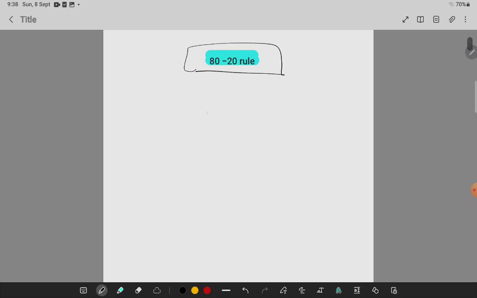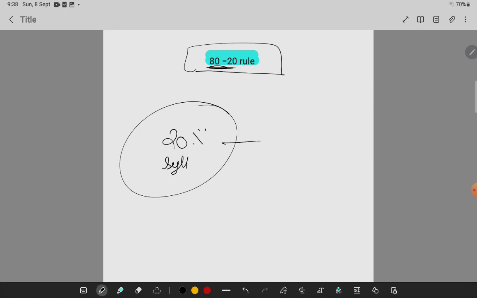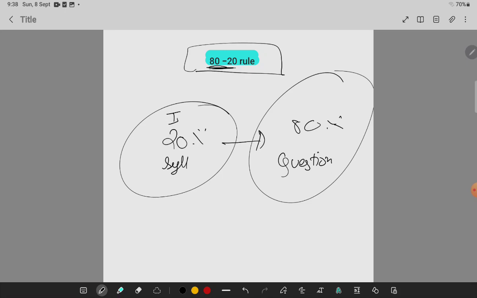That means 80% of the syllabus is most important syllabus. For example, in the 80-20 rule, 20% of the syllabus is the part from which 80% of the questions are asked in the exam. So that means this 20% of the syllabus is the most important for the exam.